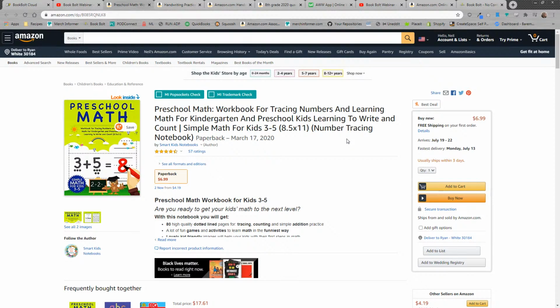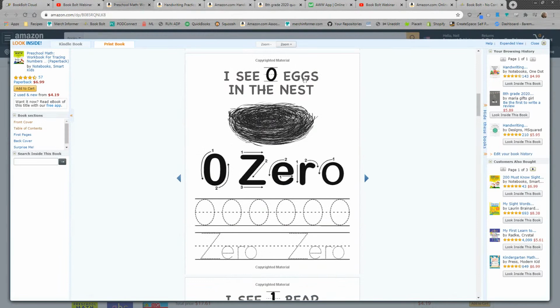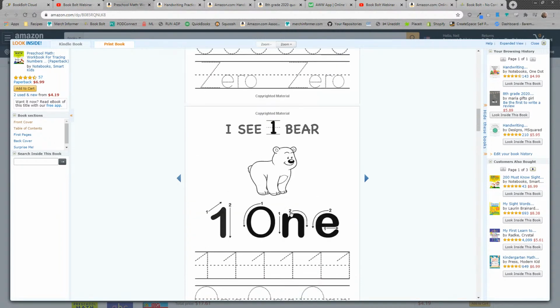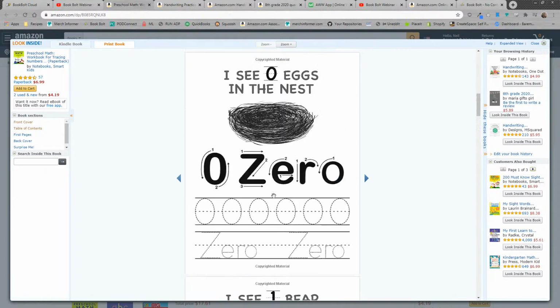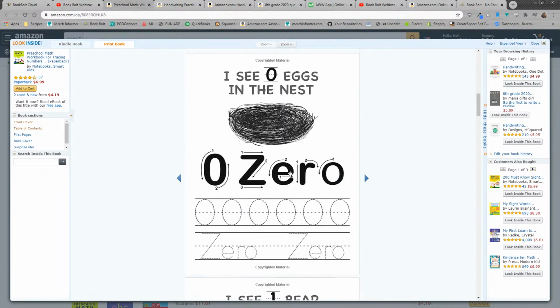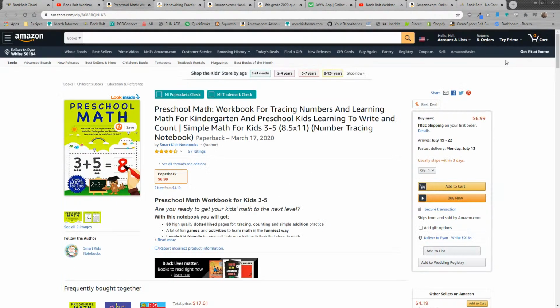What you want to take away from this is not, okay, I'm going to do the same thing. I'm going to write, I see 0 eggs in the nest, and do this. What you want to take away from this is that each page is unique. They put in illustrations on each page. They gave instructions on how to do this on each page, and then you can take that information, create your own interiors. Yours should not look like this, but that's what you want to take away from this, okay?